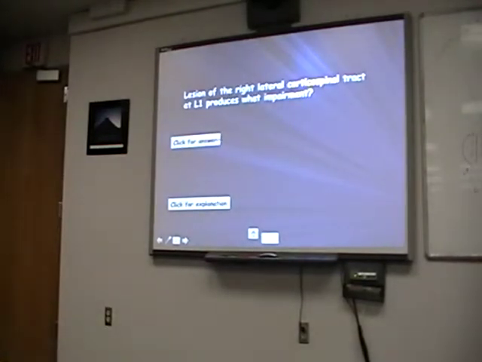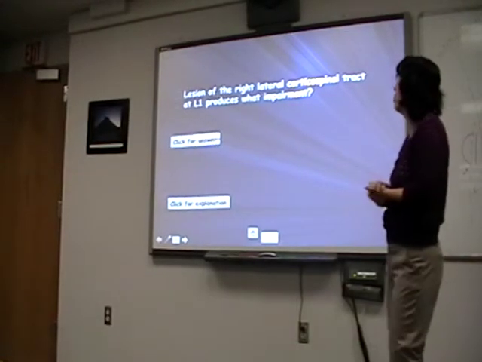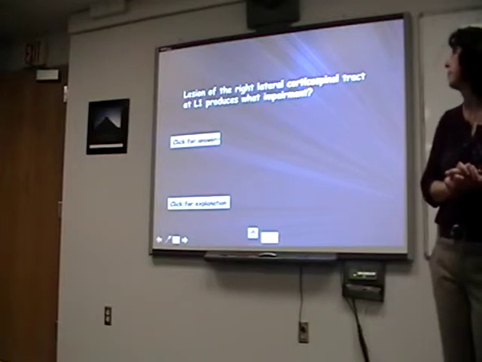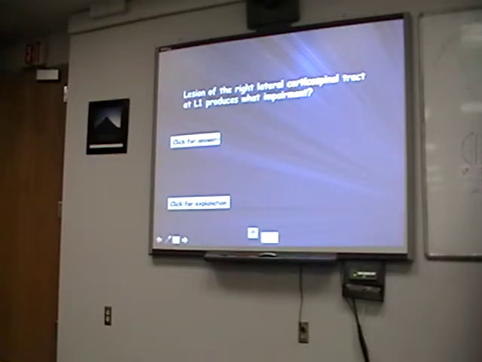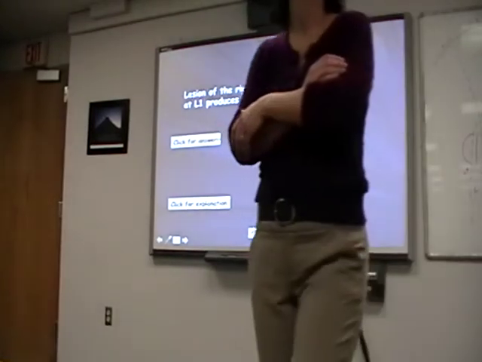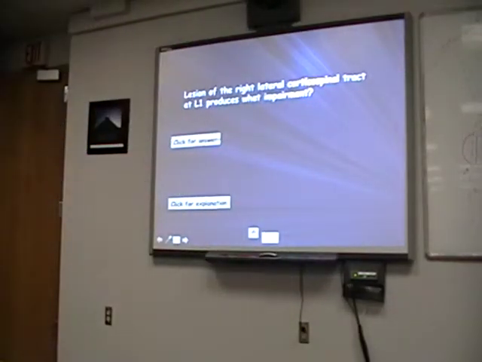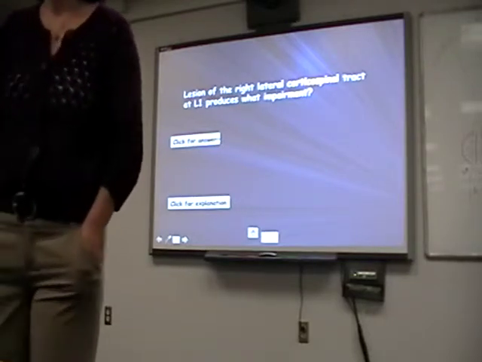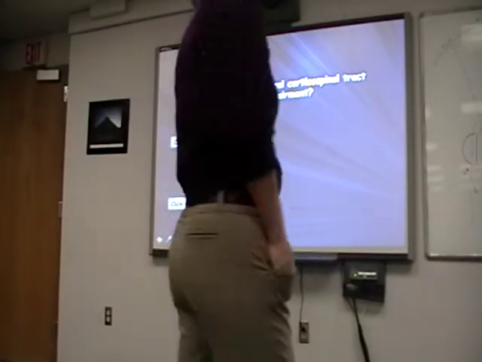Okay, here's the next one. Lesion of the right lateral corticospinal tract at L1 produces what impairment? Take a couple minutes. Just some really voluntary movement. You say below the level of the lesion. Yeah, at this point, L1 and lower. So lower extremity. This is voluntary movement.